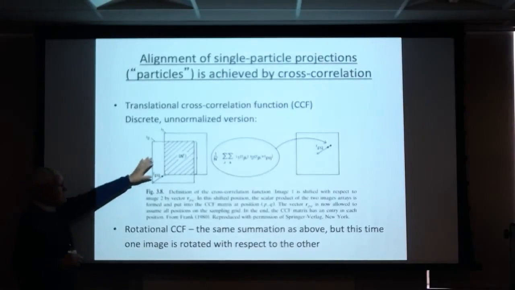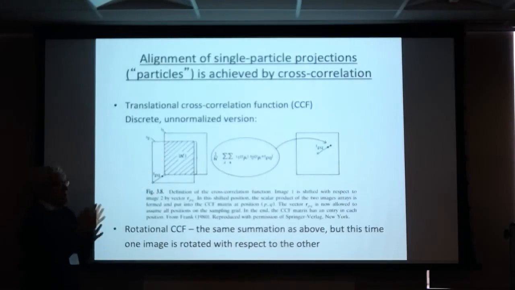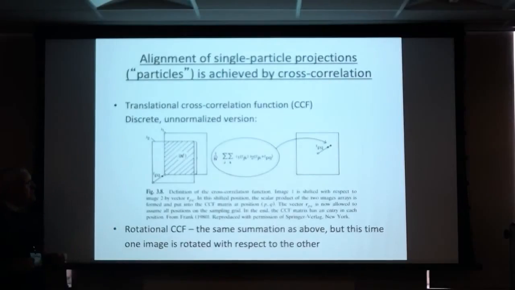The translational cross-correlation assumes that the images are in the same rotational alignment, but they're not, so we need to have an equivalent operation for the rotational alignment. And in fact, we can combine the two together, I'm going to show you in a moment.